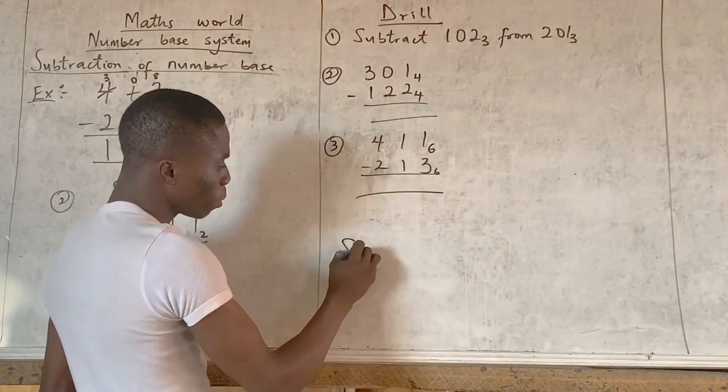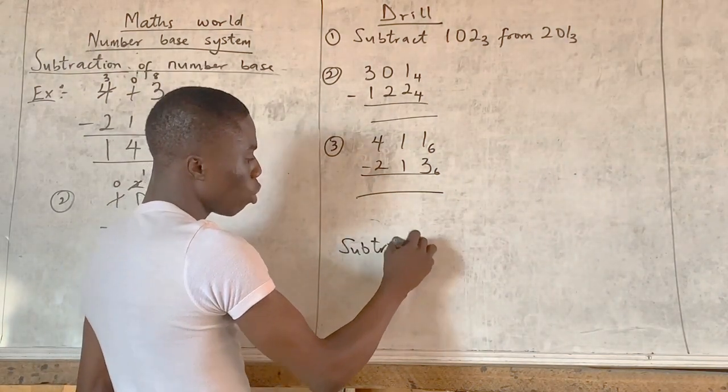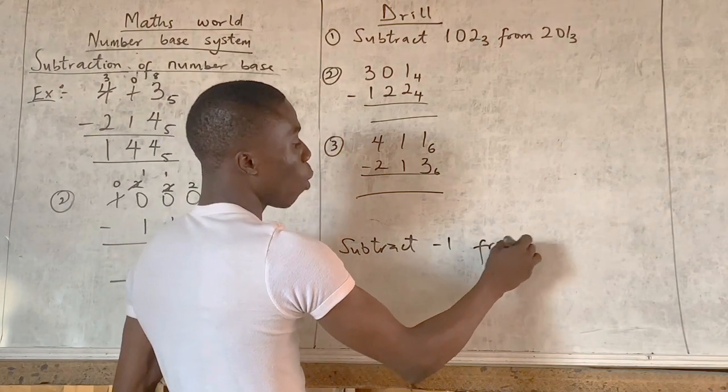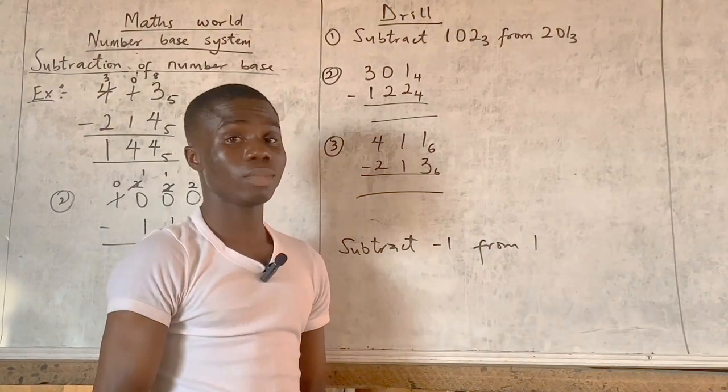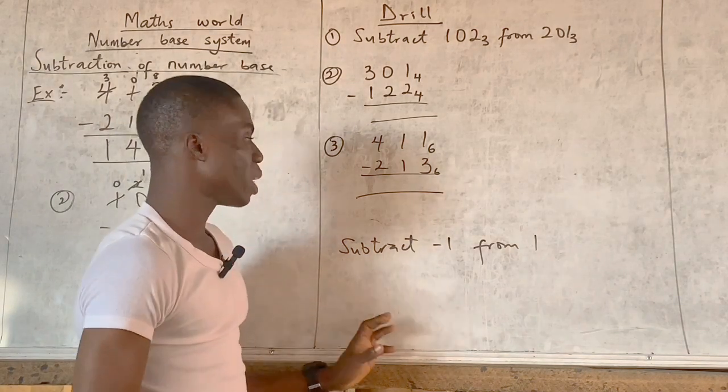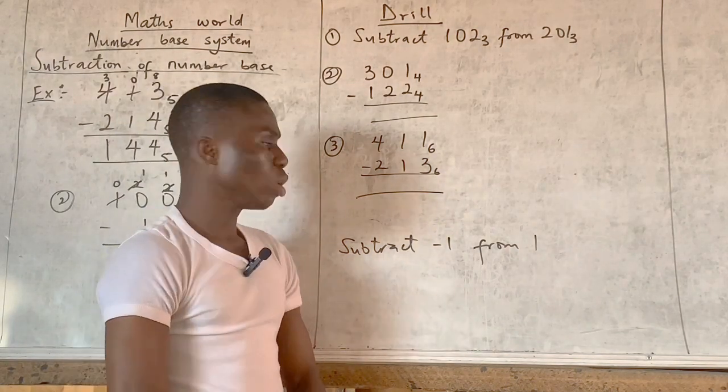Whenever you have to subtract a number, okay, let me give you something. Subtract minus 1 from 1. What will be your answer? You'll be saying 0. You are wrong. You are pretty wrong. But what's the answer? The answer is 2. You'll be like, ow, just look.